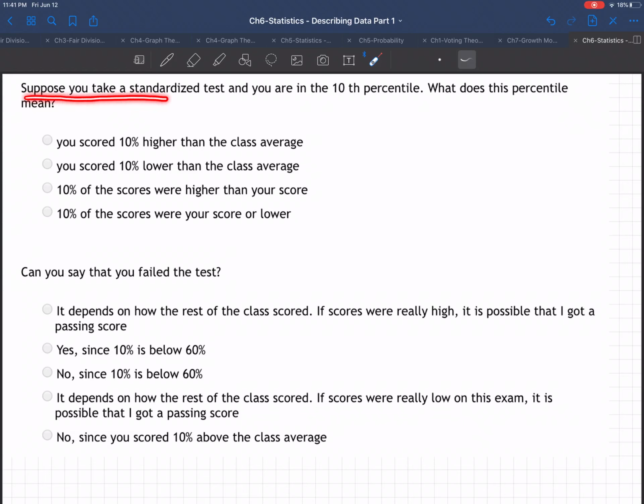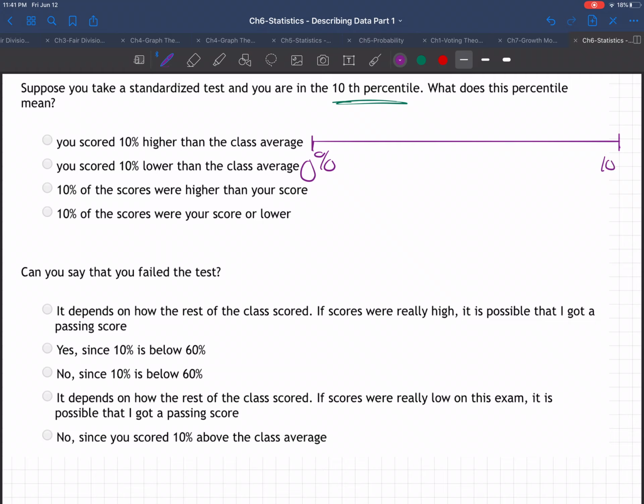Suppose you take a standardized test and you are in the 10th percentile. What does this percentile mean? All right, so this is going to the issue of what percentile really means. So let's write it out. Percentile is an ordering of the data values from low to high. This is called the bottom 0% and the top 100% and halfway through 50% and all the numbers in between.